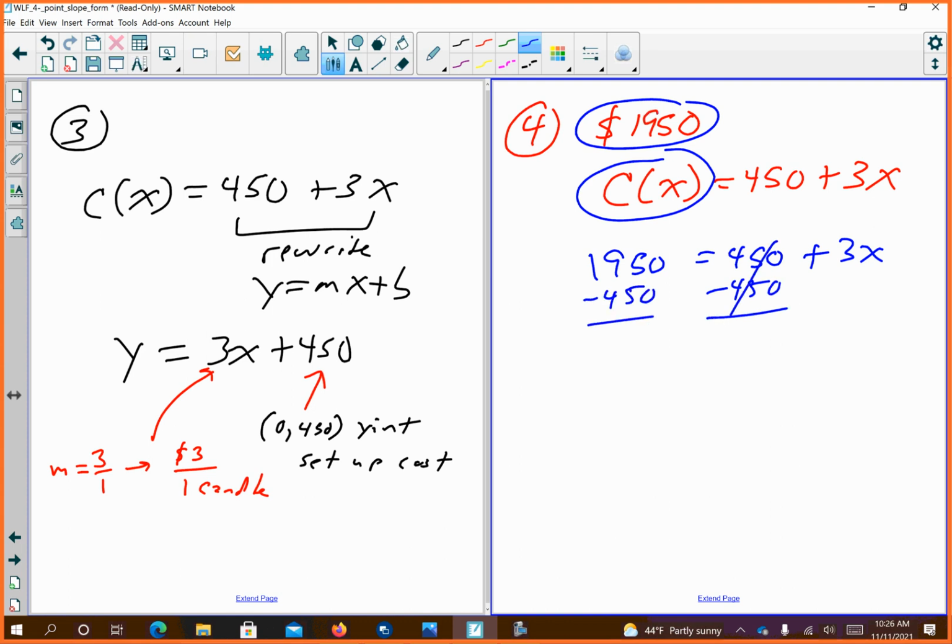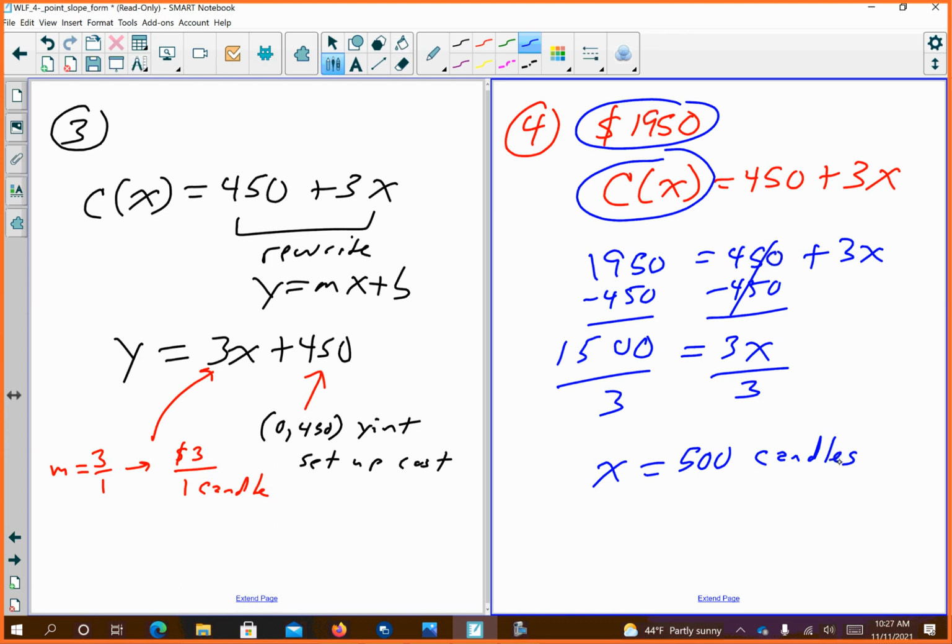Those cancel. So 0, 0, 5, 1, 3X. Divide each side by 3. So it looks like if you went and picked up your candles and the price was $1,950, and this was the relationship they had, you got yourself 500 candles.